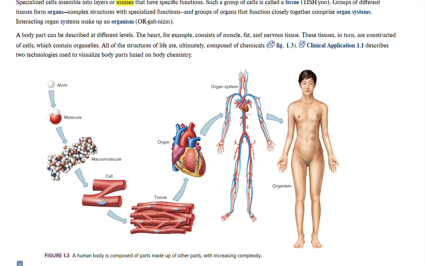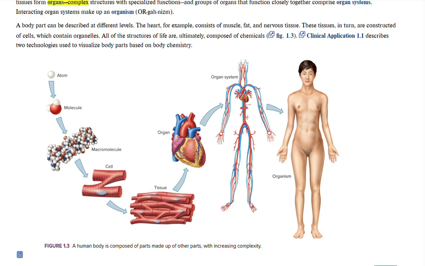Specialized cells assemble into layers or masses that have specific functions. Such a group of cells is called a tissue. Groups of different tissues form organs. Complex structures with specialized functions, and groups of organs that function closely together, comprise organ systems. Interacting organ systems make up an organism.